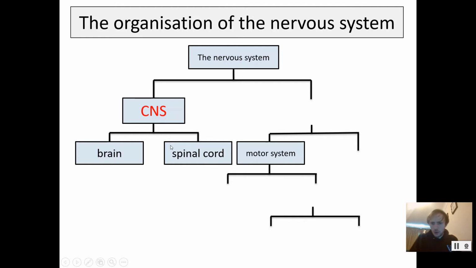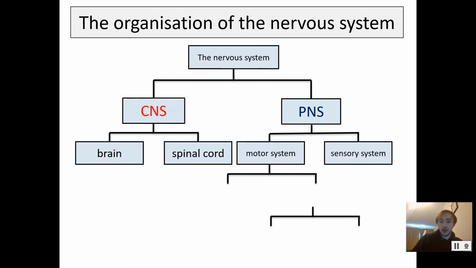The other term you may not know about is the peripheral nervous system. The full word, peripheral, if you can't spell it, will be on the next slide, but make sure you copy down this diagram, because you do need to know it. The peripheral nervous system is split into two groups, the motor system, which is already there, and the sensory system. The sensory system contains all the sensory neurons and all the receptors.